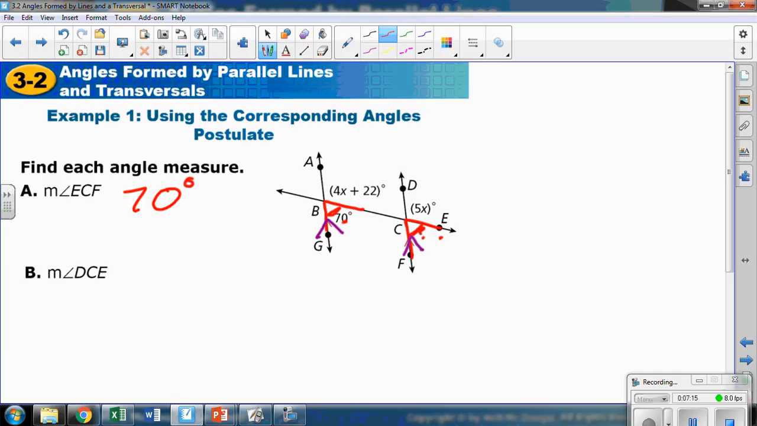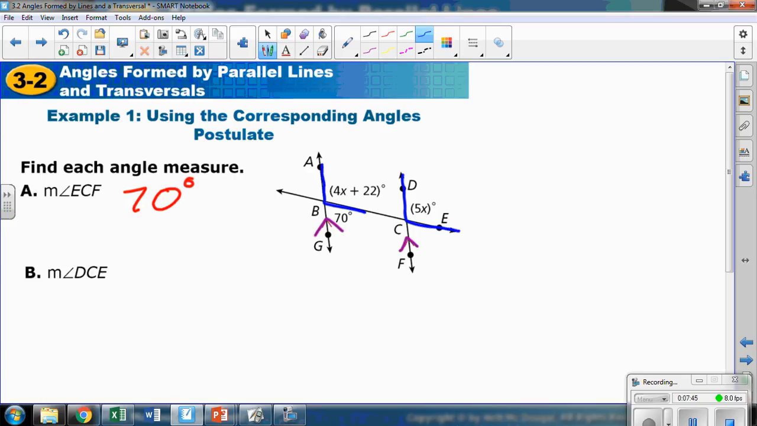For problem B, we still have these parallel lines. The arrows tell us these lines are parallel. And so we want to know how big is angle DCE. Well, that's top right matching top right. The corresponding angles postulate tells us those two angles will be congruent.